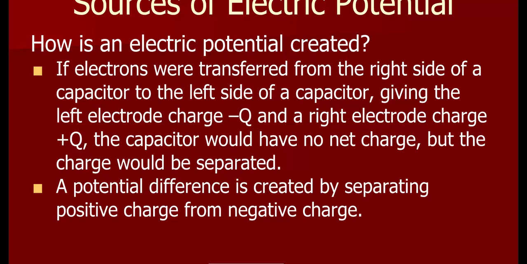All right, so sources of electric potential. So how is electric potential created, this voltage that we've talked about? If electrons were transferred from the right side of a capacitor to the left side, if you physically took them off one side and put them on the other, you would give the left electrode a negative charge and the right electrode a positive charge. And the capacitor would have a total of no net charge, right? But the charge would be separated. And so a potential difference is typically created by separating positive charge from negative charge, because the charges are already there.